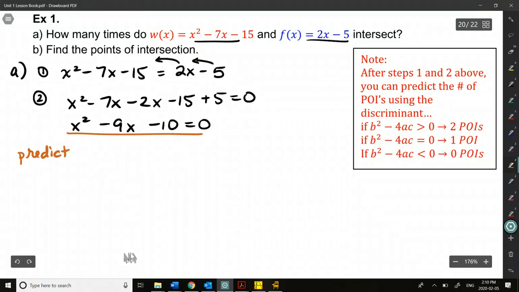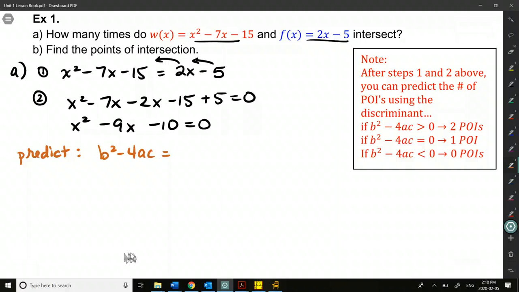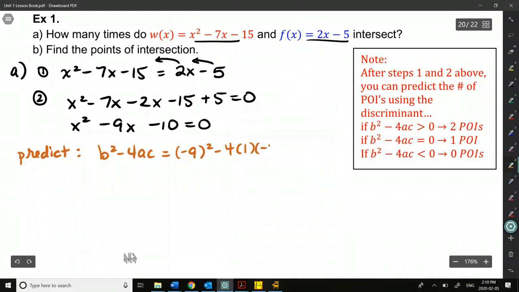Now that this kind of looks like a normal quadratic, even though we know that it's not, we know that it's a combination of a linear and quadratic function, but we still can use b squared minus 4ac. That gives us some information. So in this case, a is 1, b is negative 9, c is negative 10. We're going to plug them in and just see what we get here. So I think we're getting 81 for the first part, plus 40 for the second part, so 121.